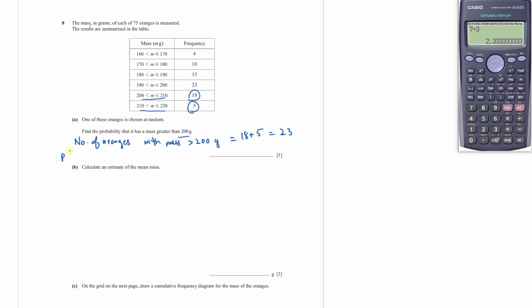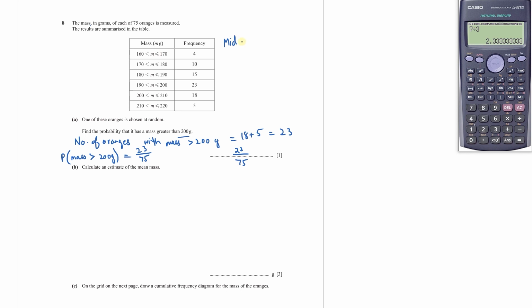So now the probability that if you pick an orange, the mass is greater than 200 gram, there are 23 such oranges out of total 75. So your probability is 23 over 75. Part B is calculate an estimate of the mean mass. So let me erase this. I can draw a couple of more columns here. So to calculate the mean, you will need the mid values for these classes.